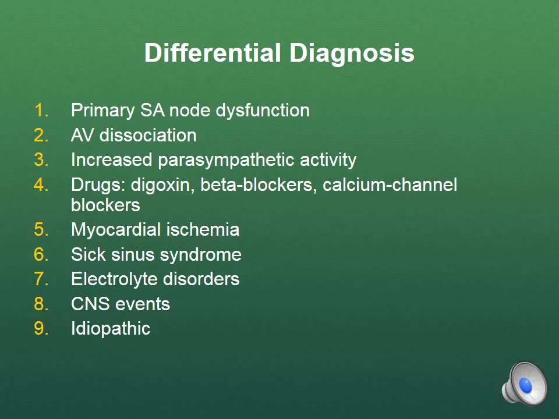So our differential for junctional rhythm is going to be some type of SA node dysfunction or atrioventricular dissociation. It can be caused by increased parasympathetic activity. If you'll remember, the parasympathetic part of our autonomic nervous system only innervates the atria. So if we have increased parasympathetic tone, our atria will be affected, but our AV junction will not. So that's where we would expect our first escape rhythm to arise in a parasympathetic overload.